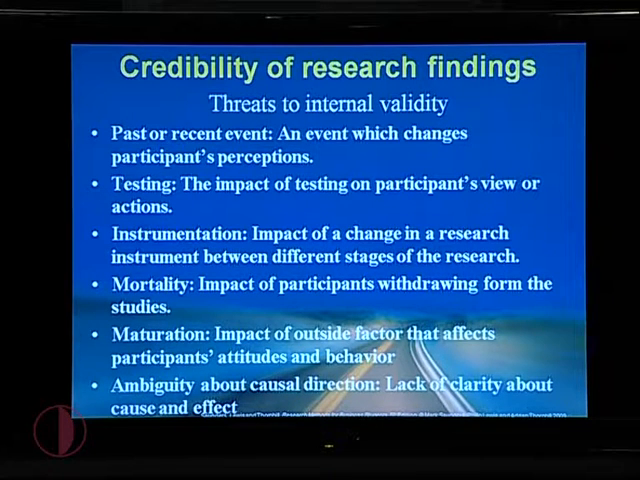Moreover, there are threats to internal validity that affect the credibility of research findings: a past or recent event which changes participant perceptions over time, the impact of testing on participants' views or actions over time, the impact of outside factors, environmental factors, or lack of clarity about cause and effect between these two variables, or the causal relation between these variables.